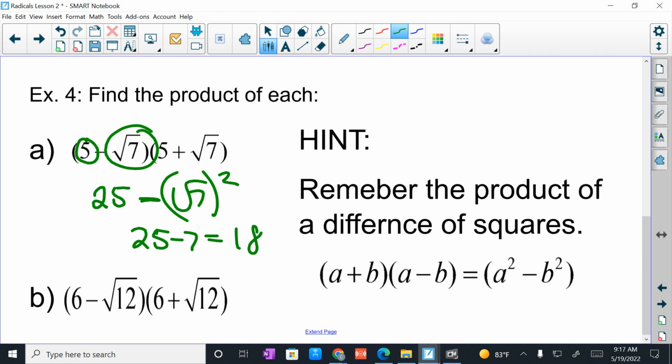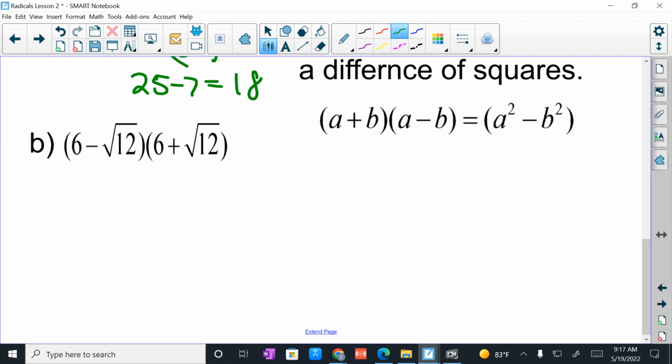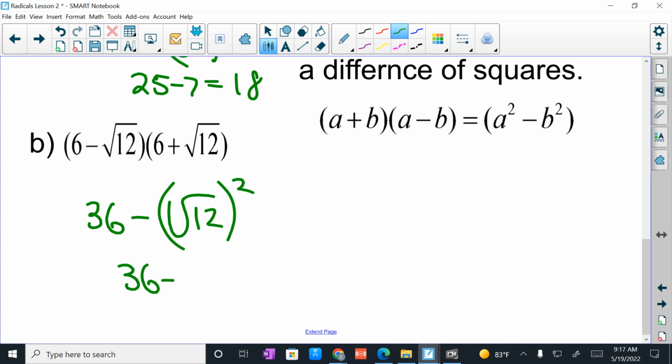Done. If I had to multiply the conjugate of 6 minus square root of 12 times its conjugate, well, that's a difference of squares. They're both identical except one's being added, one's being subtracted. So the first term squared is 36 minus the second term squared, that's going to be 12. So 36 minus 12 would equal 24. Correct. These guys cancel.